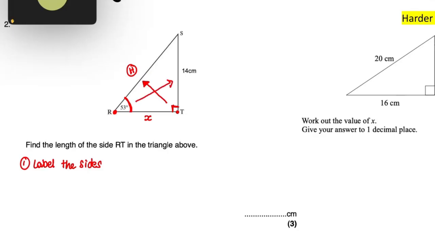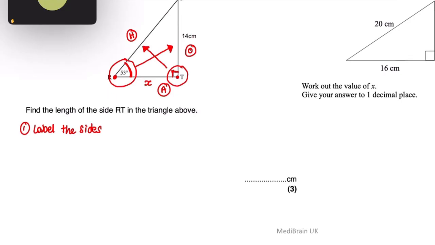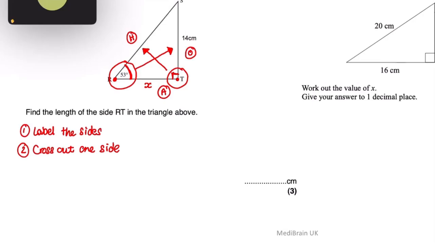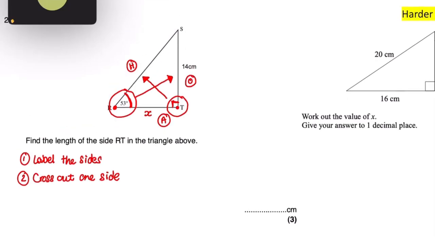So the side which is opposite to the angle that you've been given is the opposite. We're going to label that as the opposite. And then the side which is left over is the adjacent, or you could think of it as the side which connects the angle to the right angle. Okay, so we've labeled our sides. Second thing is cross out one of the sides, the side that you don't need. So as you can see, we need the adjacent.